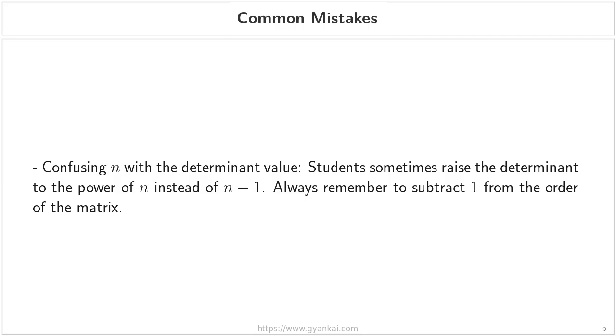First, a very common mistake is confusing the order of the matrix, which we call n, with the actual value of the determinant. When you are calculating the final result, please be careful not to raise the determinant to the power of n. Always remember to subtract 1 from the order of the matrix first, so you are using n minus 1 as your exponent.